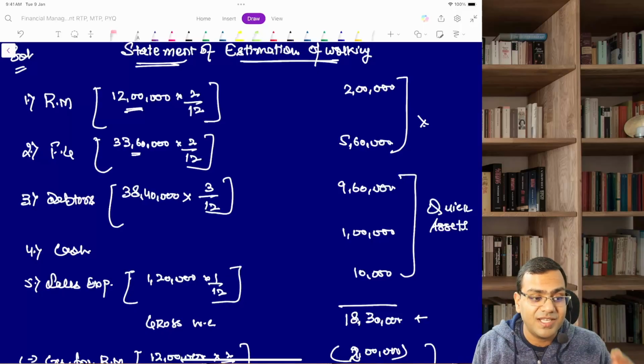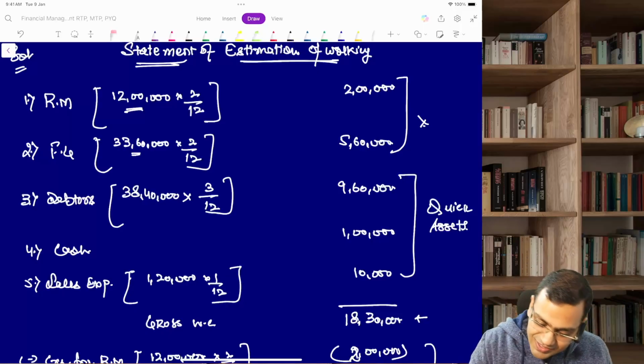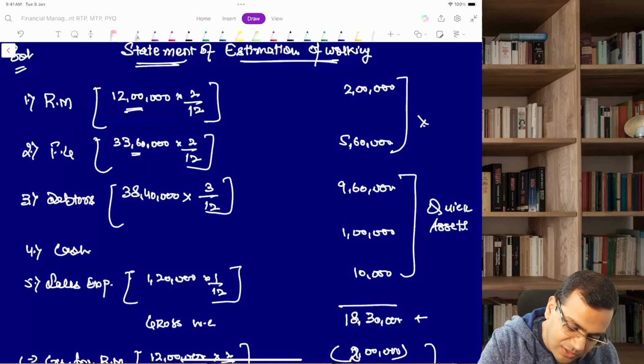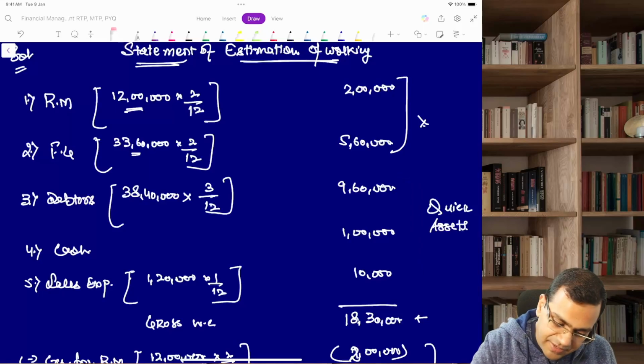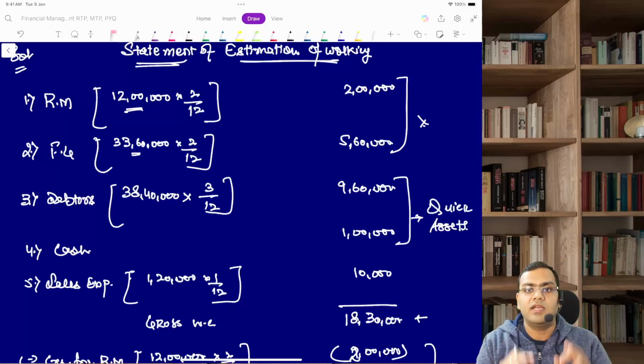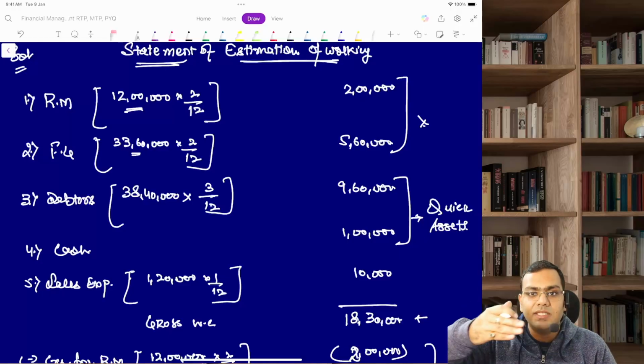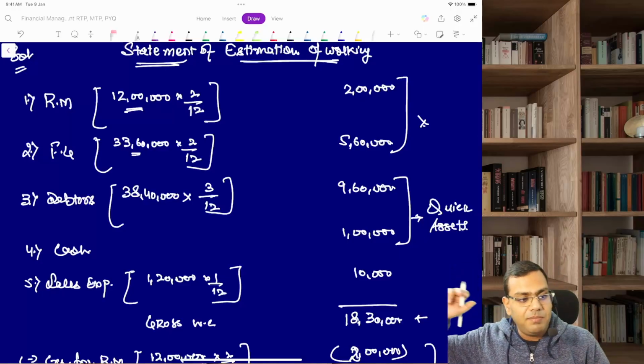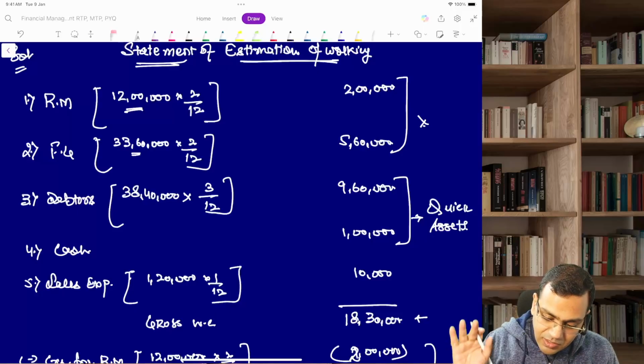Oh sir, prepaid expenses also are not to be taken, sir. So we are going to exclude the 10,000 also. Right, because what are the quick assets? Quick assets are current assets minus inventory minus prepaid expenses. So 10,000 also is not to be taken.